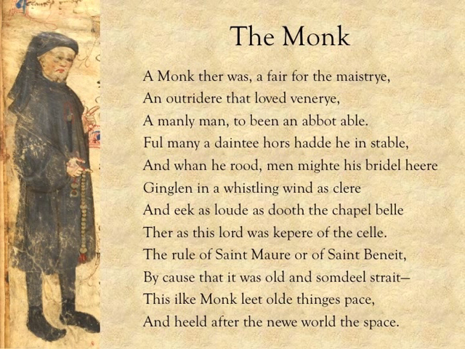He says, there was a monk, a really great one, an outrider, and this is a monk that has to do with the property outside the monastery, that loved hunting, a manly man, worthy to be an abbot. Full many a fine horse he had in stable, and when he rode, men could hear his bridle jangling in a whistling wind, as clear and also as loud as the chapel bell rings. That is, the bell at the monastery where the monk lives.